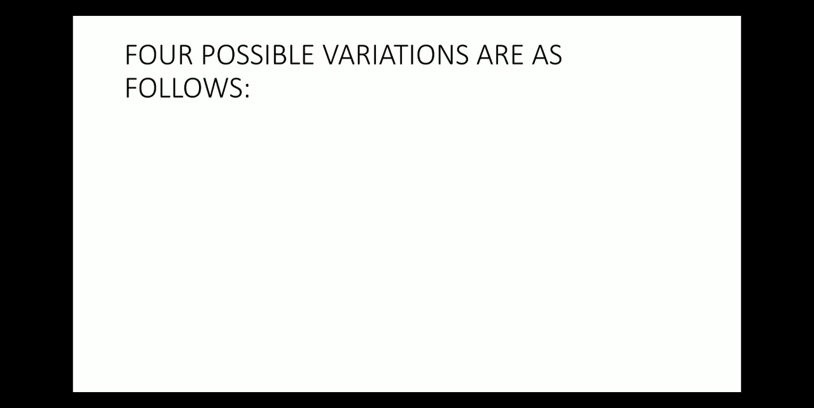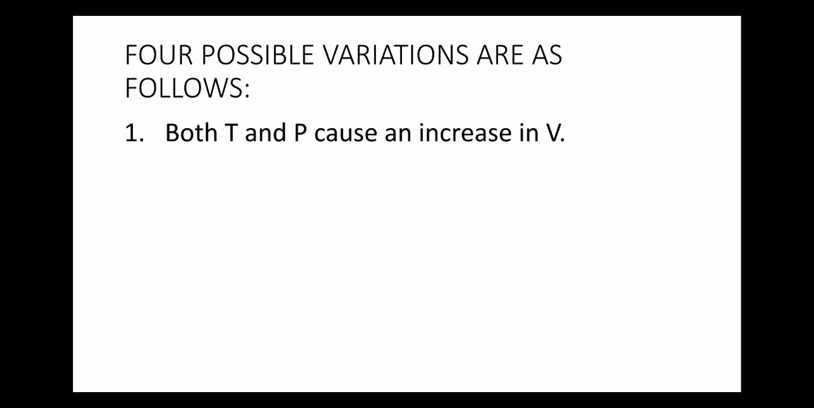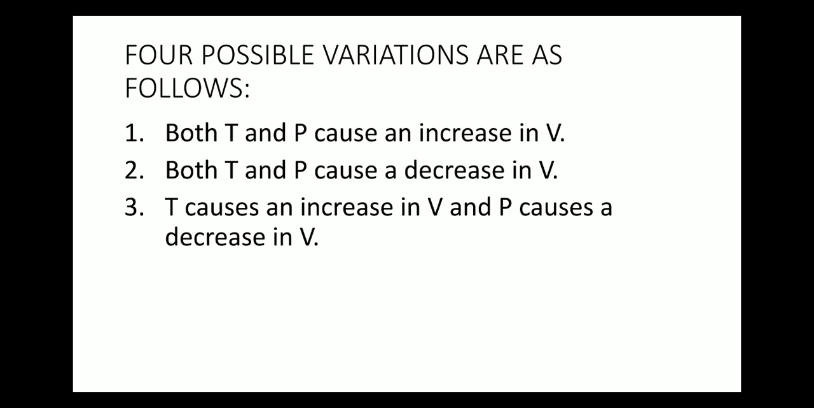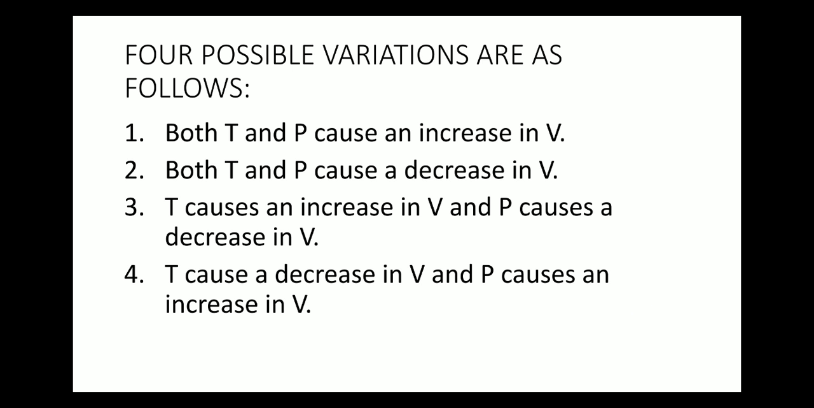These are the four possible variations. Number one, both temperature and pressure cause an increase in volume. Number two, both temperature and pressure cause a decrease in volume. Number three, temperature causes an increase in volume and pressure causes a decrease in volume. And last, temperature causes a decrease in volume and pressure causes an increase in volume.